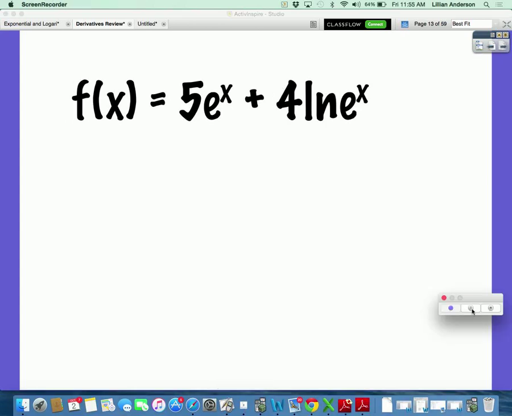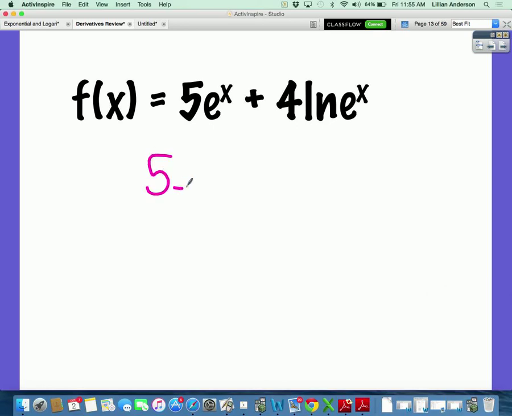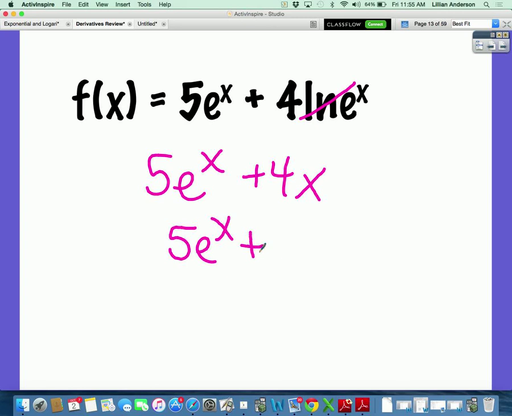Here's the next one. So, for this first part, I think we were all good, it is 5 e to the x, but over here, the ln of e is 1, so that goes away, so you're left with 4x, and that's what you take the derivative of, so you get 5 e to the x plus 4.